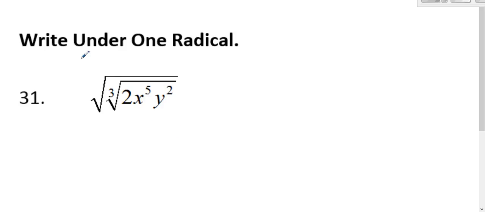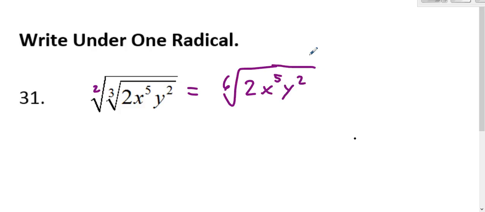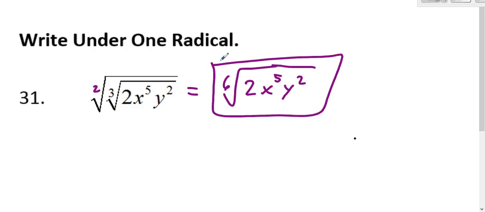We have a radical inside another radical. You just multiply the indices. So we have 2 times 3 for our index. Keep the radicand, and nothing will simplify.